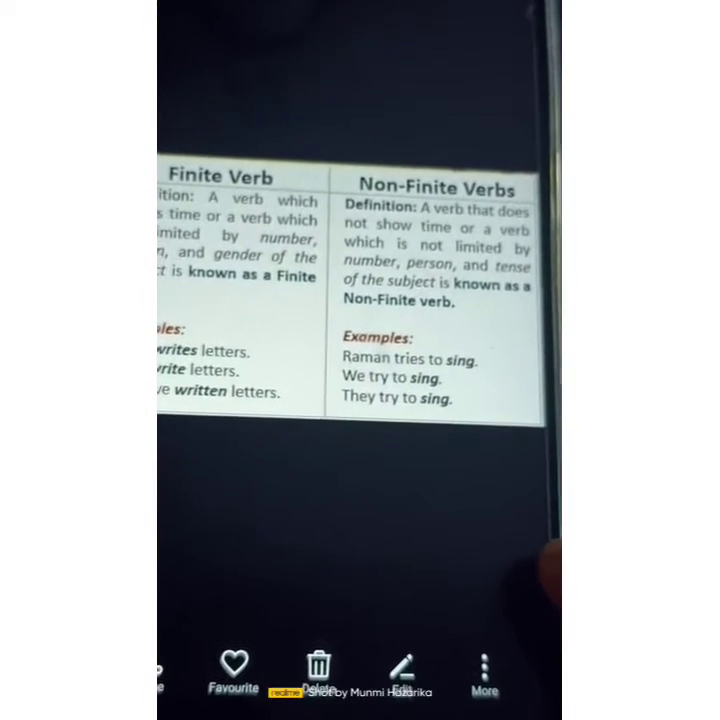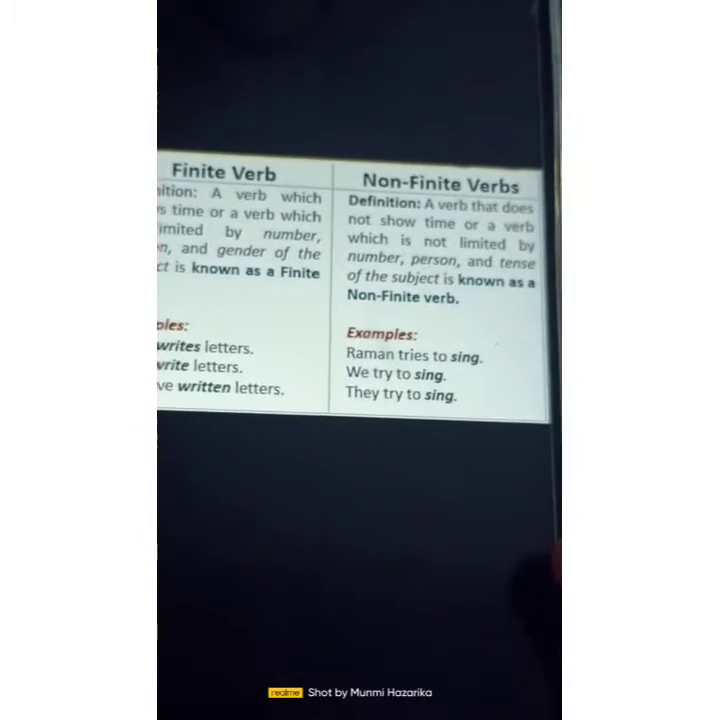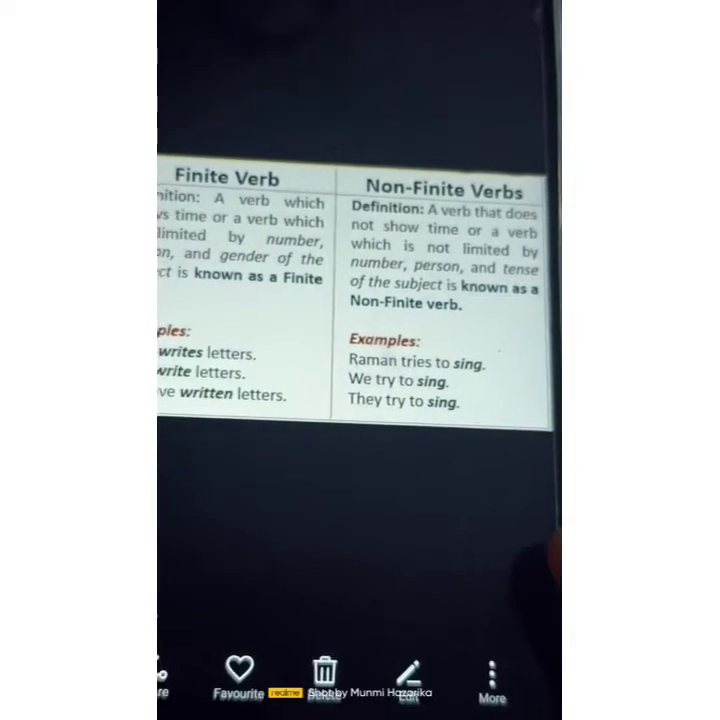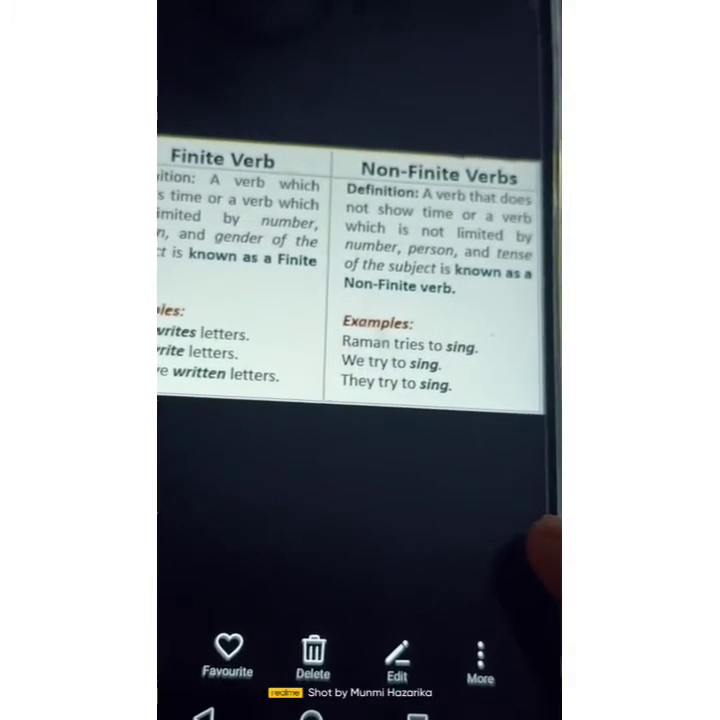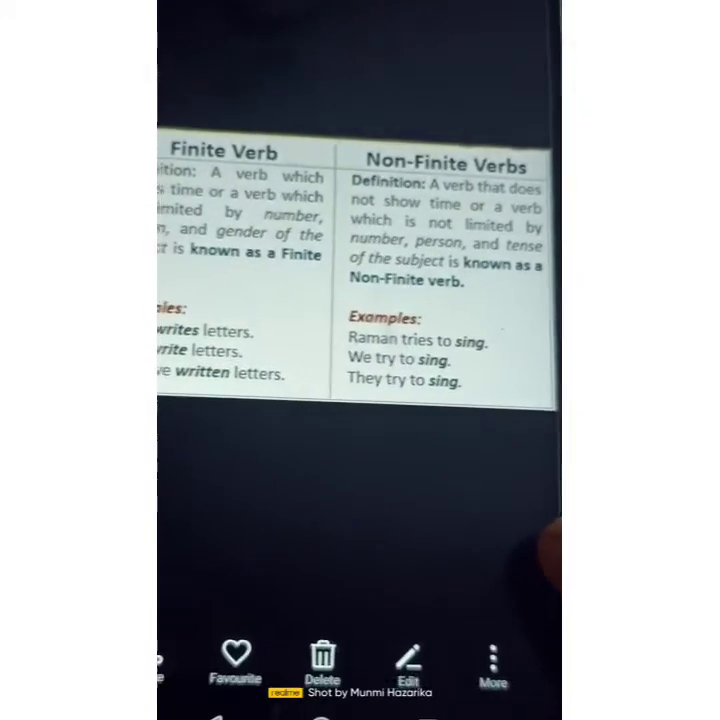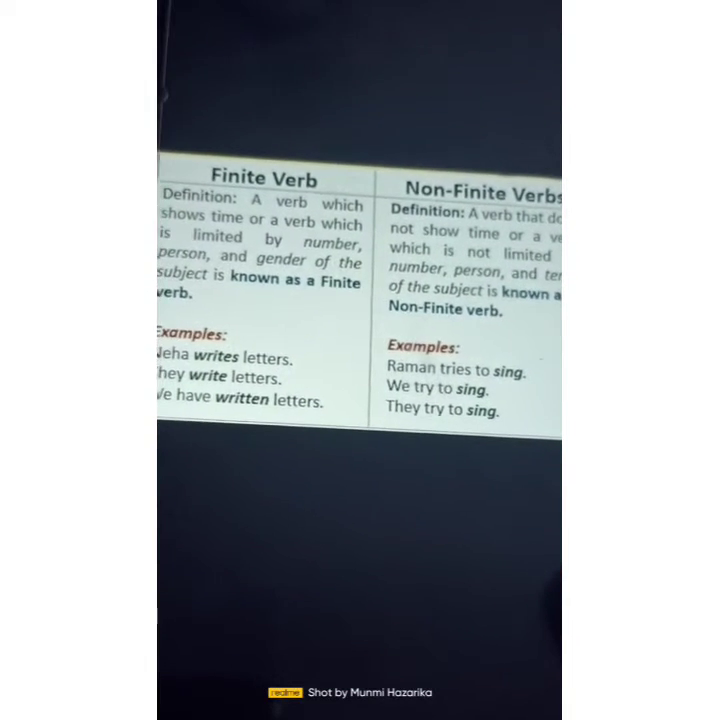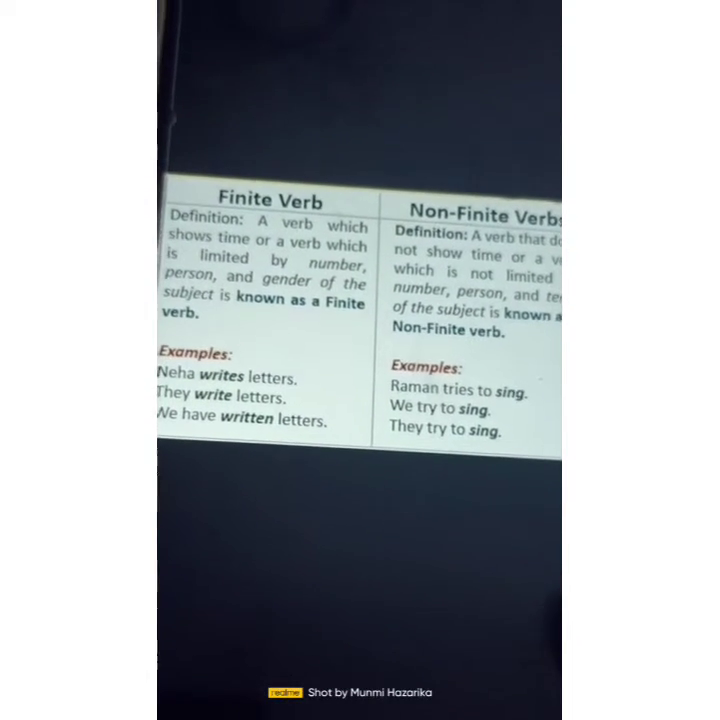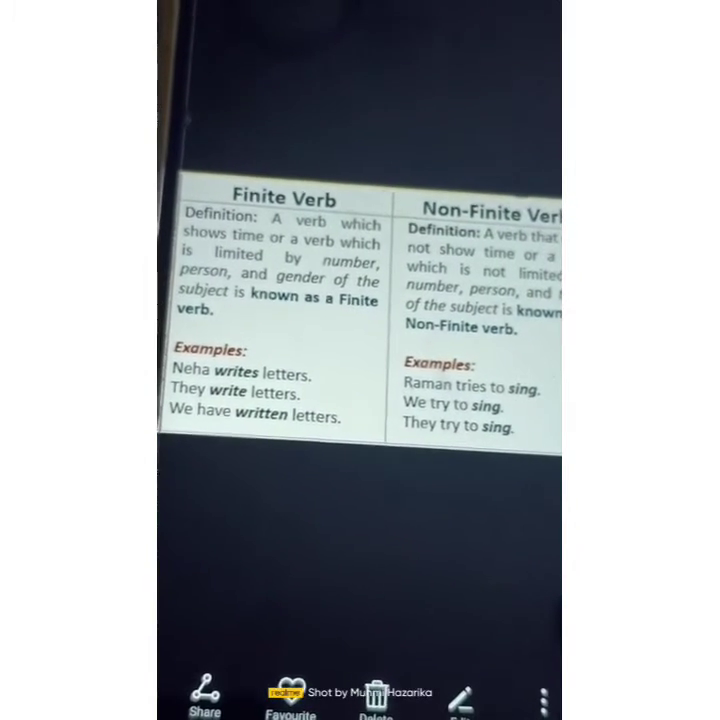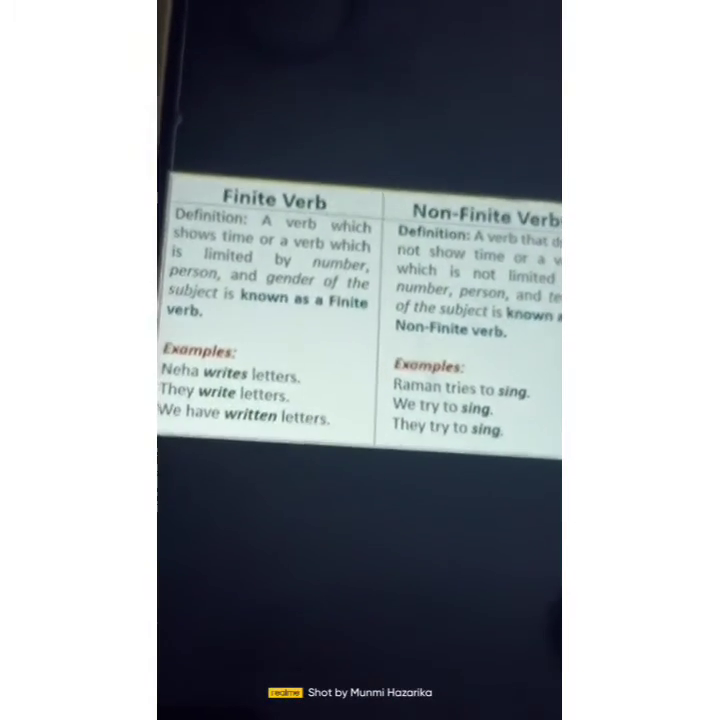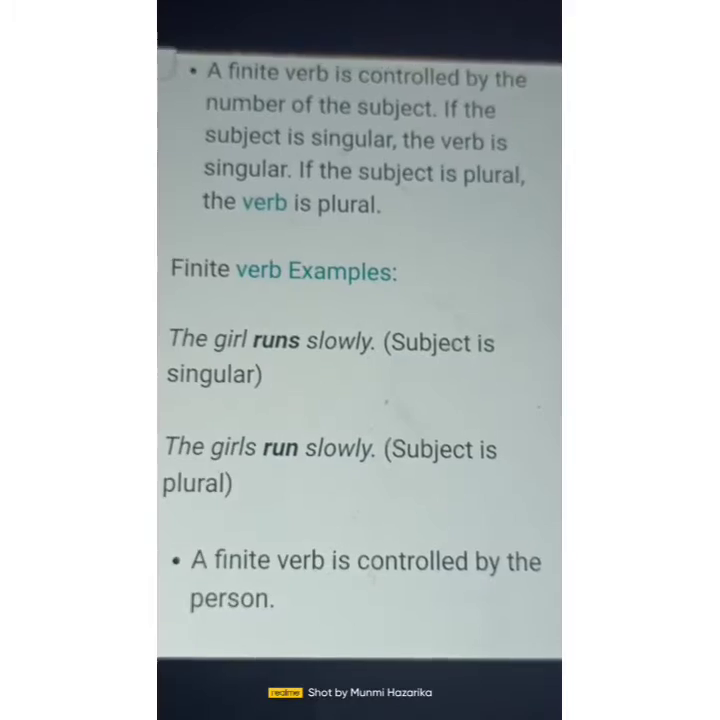Then the definition of non-finite verbs. A verb that does not show time, or a verb which is not limited by number, person and tense of the subject, is known as a non-finite verb. For example, Raman tries to sing, we try to sing, they try to sing. Here the word sing is an example of a non-finite verb.